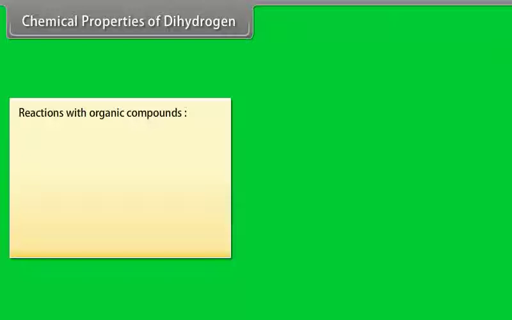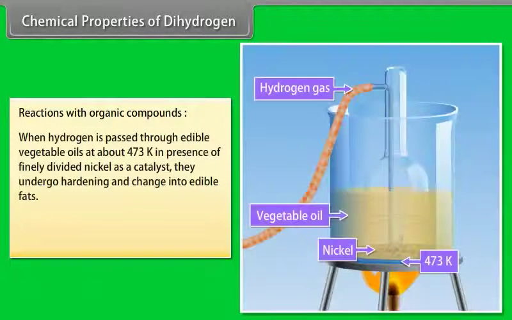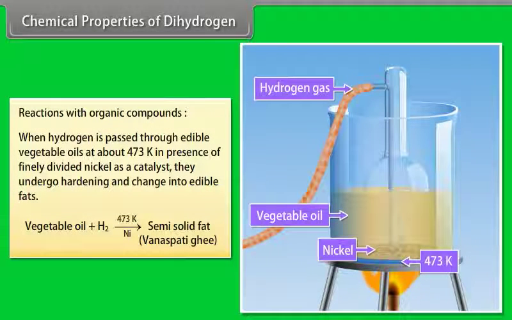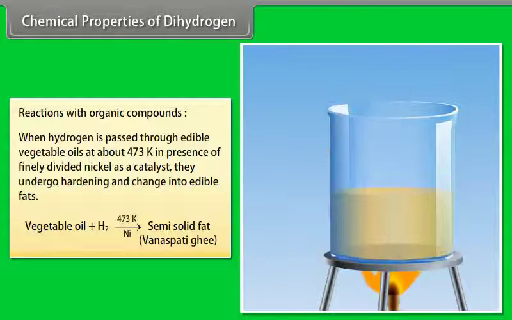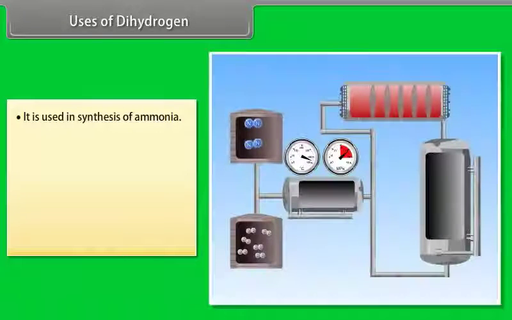Reactions with organic compounds. When hydrogen is passed through edible vegetable oils at about 473 Kelvin in presence of finely divided nickel as a catalyst, they undergo hardening and change into edible fat. Uses of dihydrogen. It is used in synthesis of ammonia.